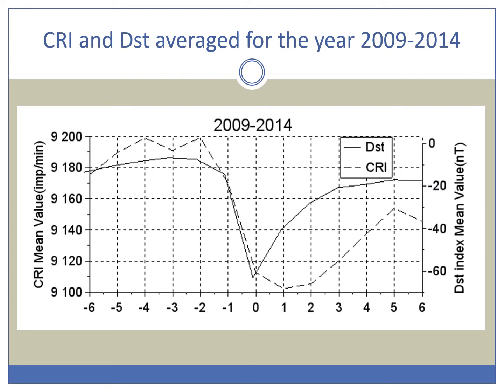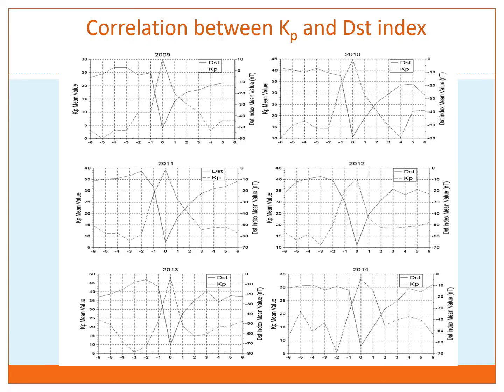The given plot shows the conclusion of superposed epoch analysis from -6 to +6 days with respect to the 0 epoch day average for the years 2009 to 2014 for CRI and DST. The Kp index is used to quantify disturbances in the horizontal component of the geomagnetic field during irregular and rapid storm time magnetic activity. Figure shows the variation of Kp with DST by using superposed epoch analysis.